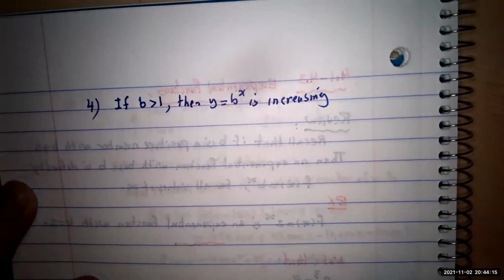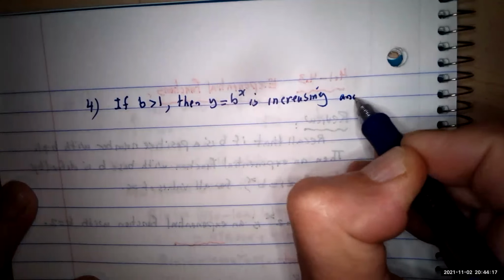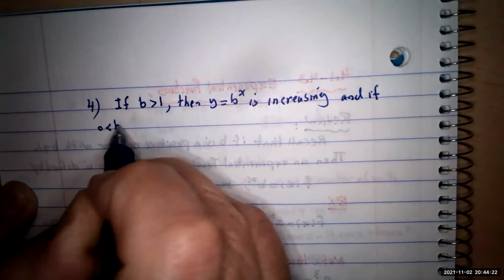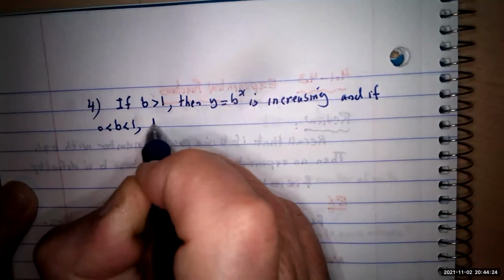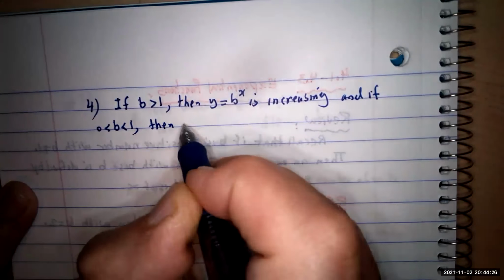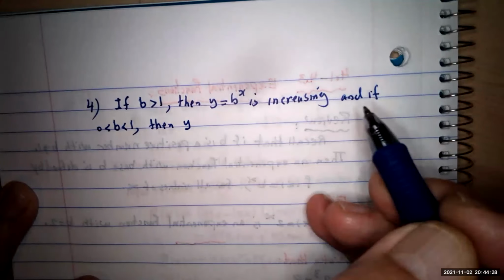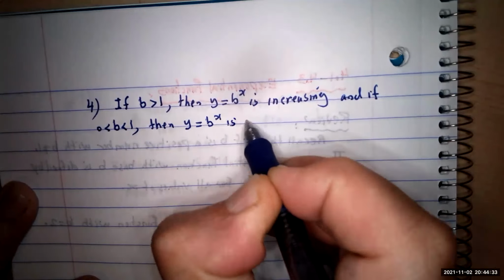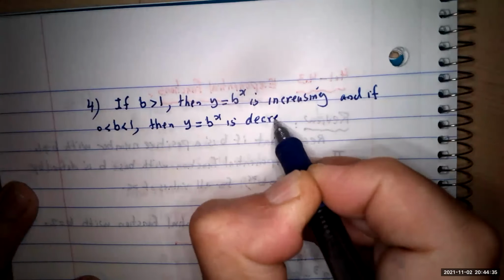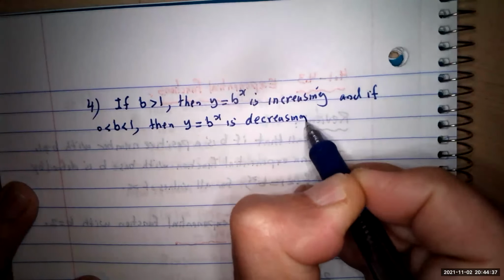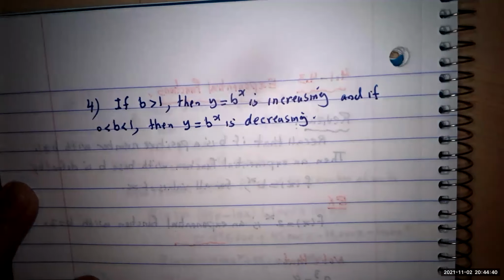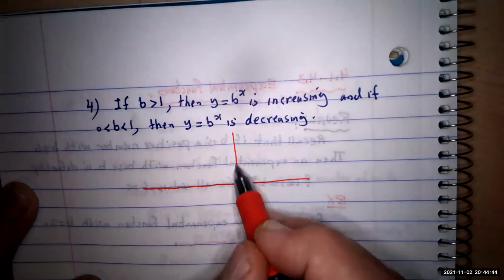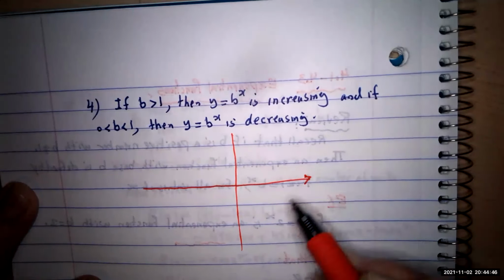Okay, increasing. And if the base is between 0 and 1, then the function y equals b to the x is going to be decreasing. And this is going to be the graph of this function. You can collect some points to graph it.